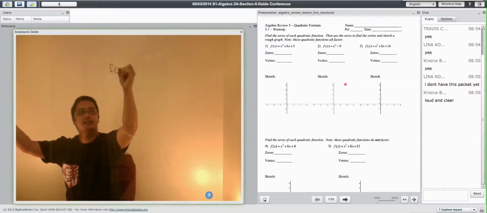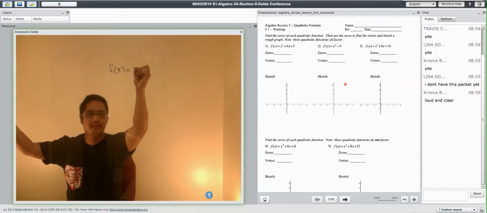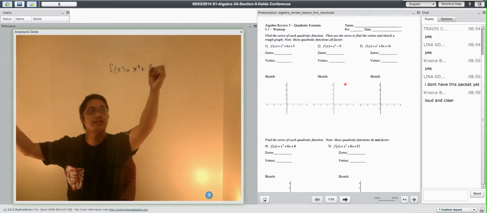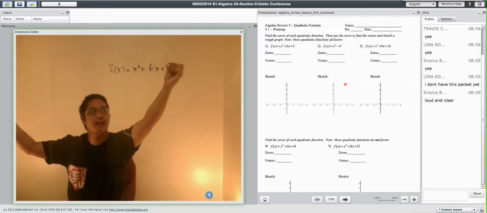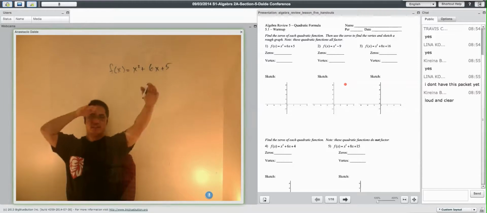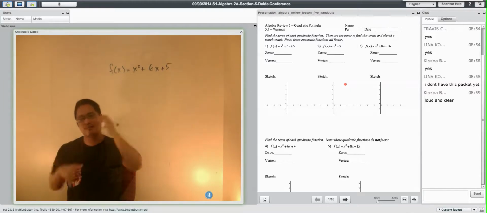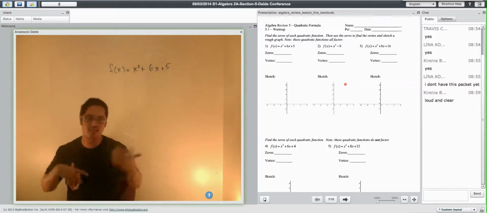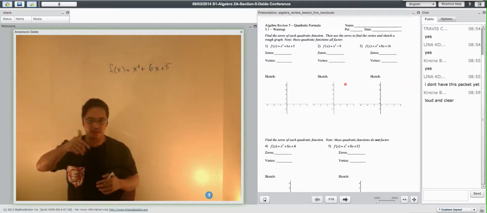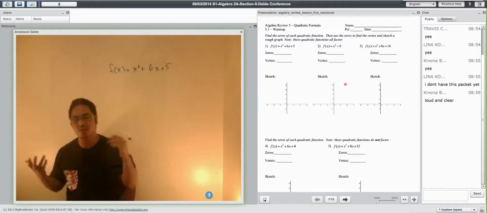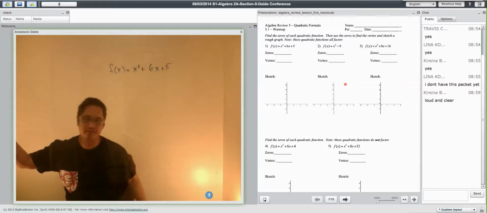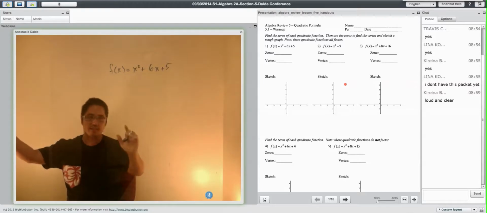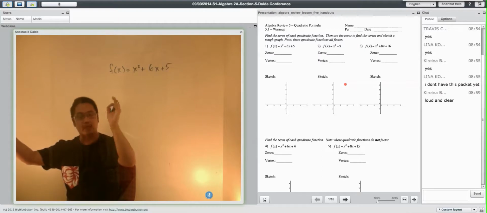F of x, this is just kind of a warm-up, so if you don't have the packet written out, that's fine. Just start writing things down. Now, we have f of x equals x squared plus 6x plus 5. We can graph that using Desmos, and I have Desmos uploaded to all of your computers, so you should be able to just plug this in and graph it. But you know what? Let's graph this in our minds, because I think that would be really cool.